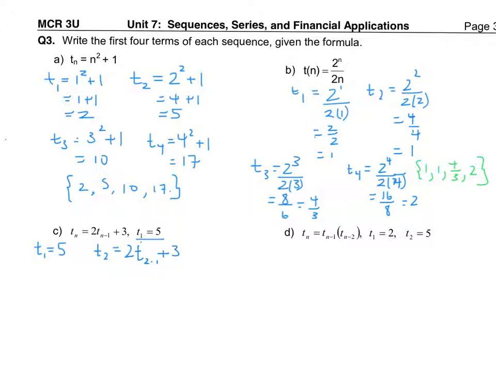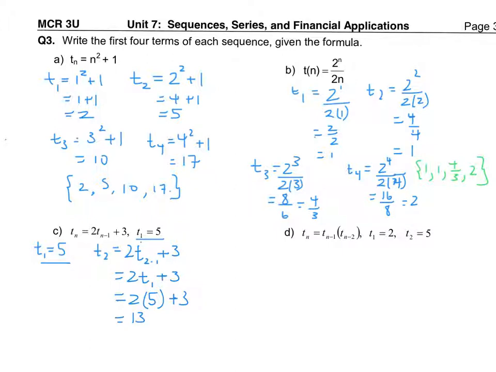You could have just put term 1 there, but I just want to be explicit about that so you understand what's going on. So I'm really taking 2 times term 1 plus 3. So term 1 had a value of 5, so 2 times 5 plus 3, we get 2 times 5 is 10, add 3 to that, that would be a 13 there.